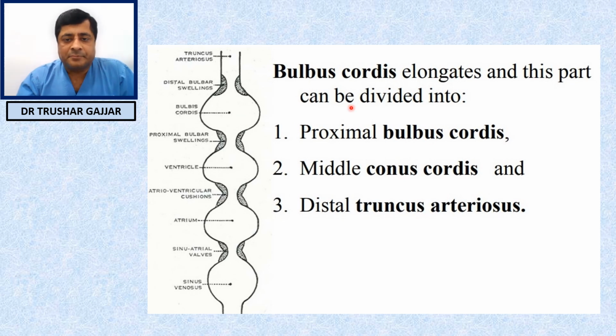If you see this picture, the bulbus cordis elongates, and this part can be divided into three parts: the proximal bulbar cordis, the middle or the conus portion, and the distal, that is called truncus arteriosus. The proximal bulbous portion is going to form the right ventricle. The middle portion, conus cordis, is going to form the conus and the infundibular septum, and the semilunar valve itself, and the distal portion is going to form the truncus arteriosus.